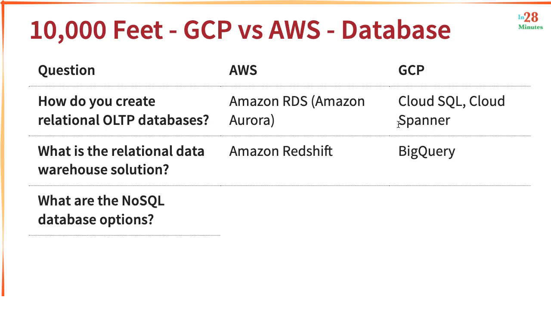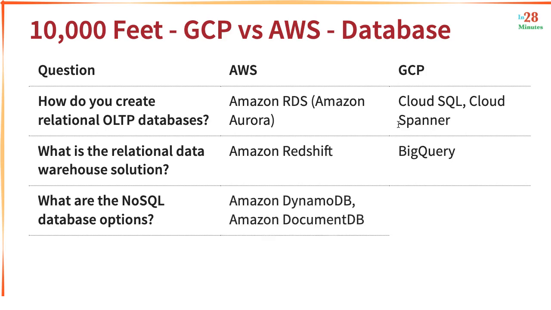Now, the other types of databases are NoSQL databases. NoSQL databases have flexible schemas. What are the options in AWS? The options in AWS are DynamoDB and DocumentDB. The most popular NoSQL database in AWS is DynamoDB. In GCP, the options are Datastore and Cloud Bigtable. There is now a new version of Datastore called Firestore, which also has support for mobile applications. If you have huge volumes of data in petabytes, then you would go with Cloud Bigtable. If you have simpler use cases, you would go with either Datastore or Firestore.